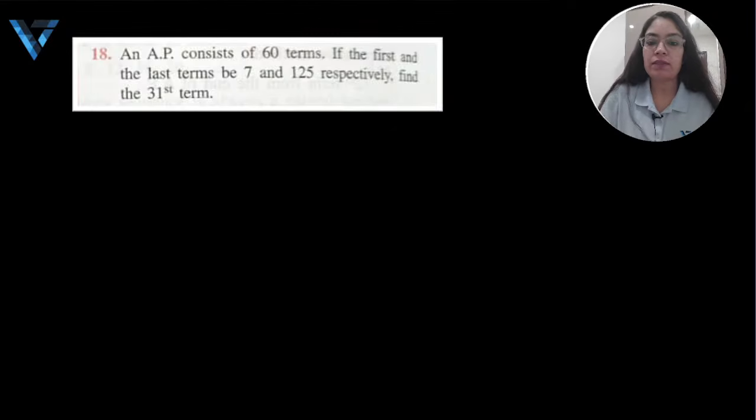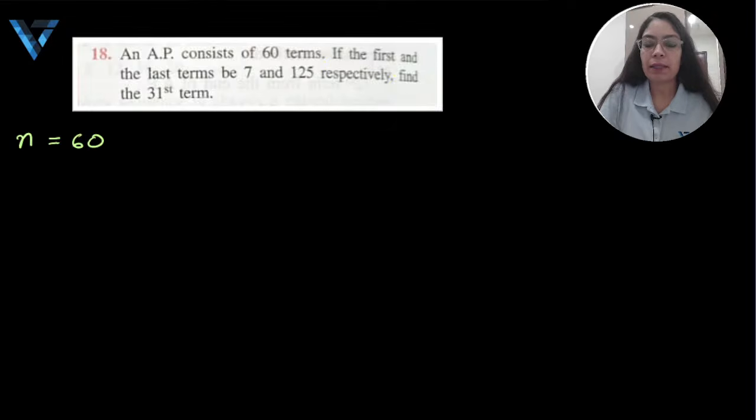An AP consists of 60 terms. So how many terms are there? 60 terms. So n is given to us. n is equal to 60.